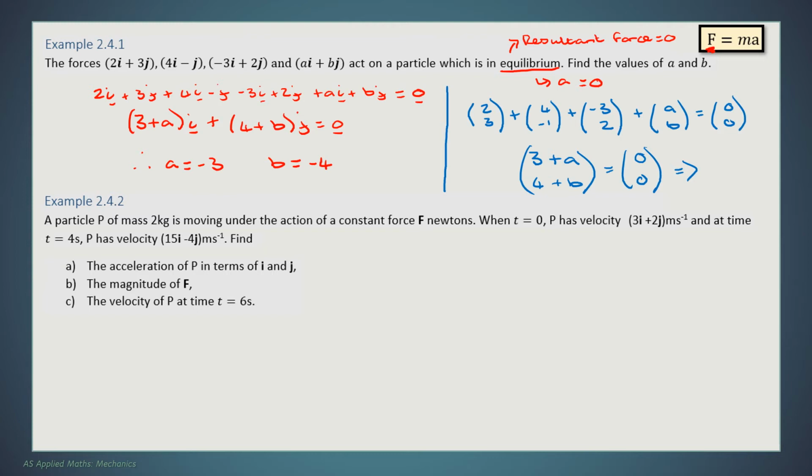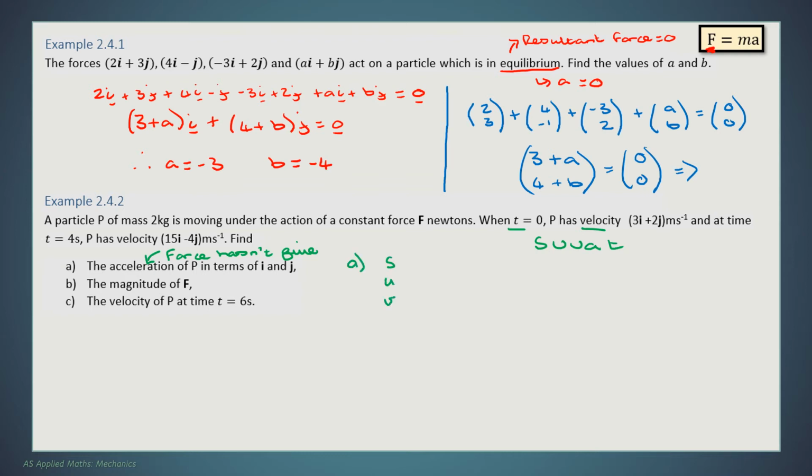When t equals 0, P has velocity 3i plus 2j, and at time t equals 4, P has velocity 15i minus 4j. Find the acceleration. So we've been asked to find the acceleration, and we notice that force hasn't been given, so I can't use F equals ma. I'm looking at what I have got, and I've been given velocities and times, so that should make you think of your SUVAT equations. We have mentioned thinking like that before.